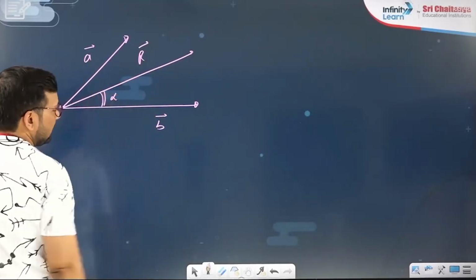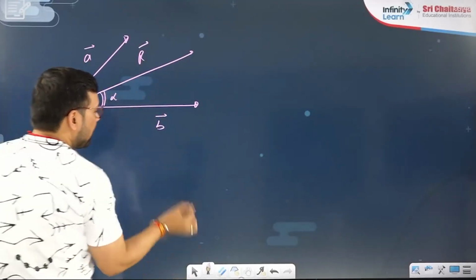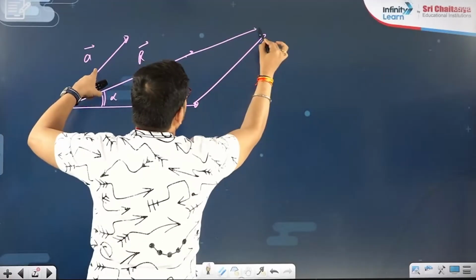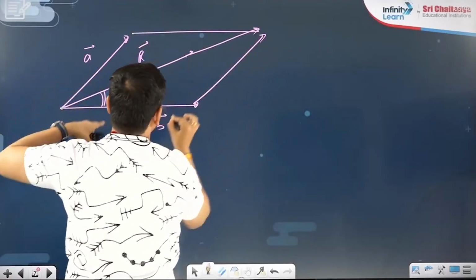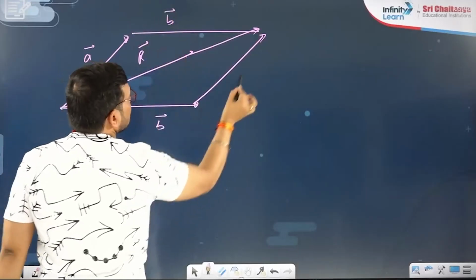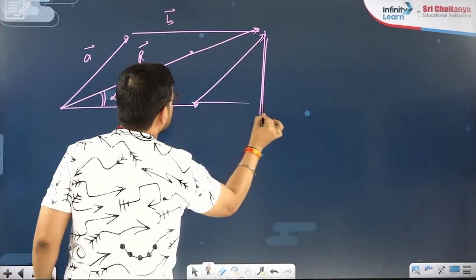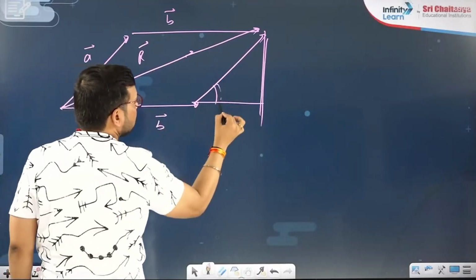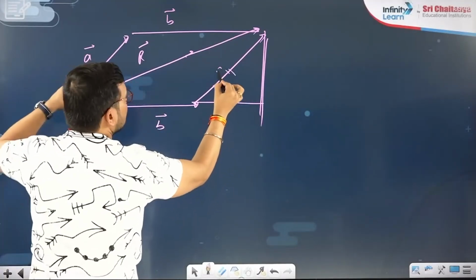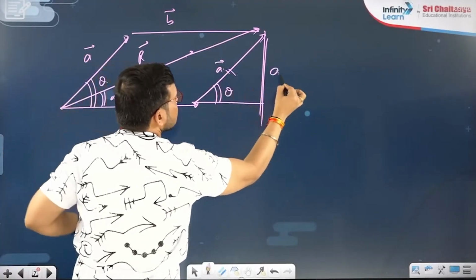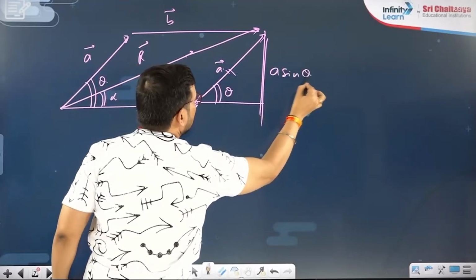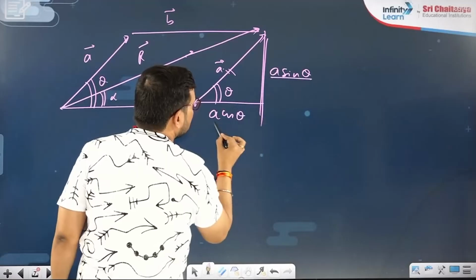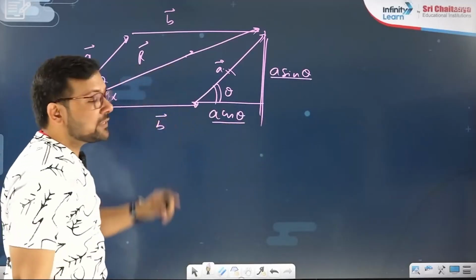The resultant angle is alpha. When I am making the parallelogram, I am drawing a vector parallel to A, and then I am drawing one parallel to B. Since the total angle is theta, this total angle will be theta. This vector is A. In front of A, the sine component goes, and at the base of A the cos component goes. That is A sin theta, that is A cos theta. These are the two things.